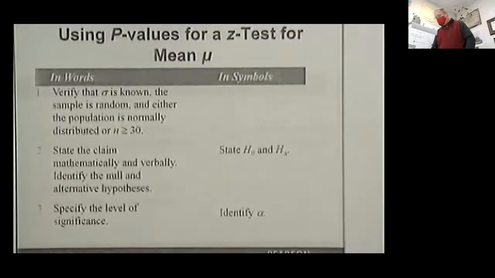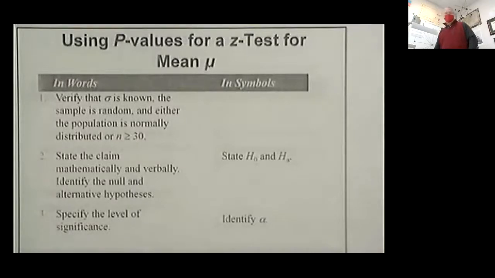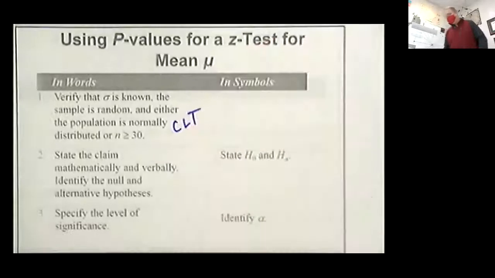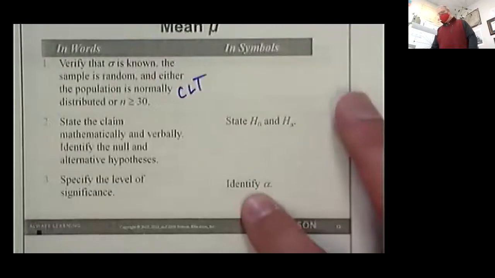Number one, verify that sigma is known, the sample is random, and either the population is normally distributed or n is greater than or equal to 30. So that's again checking for central limit theorem. Number two, we want to state our claim. This comes from the last video. State the claim mathematically and verbally. Identify the null and alternative hypothesis. Specify the level of significance alpha.